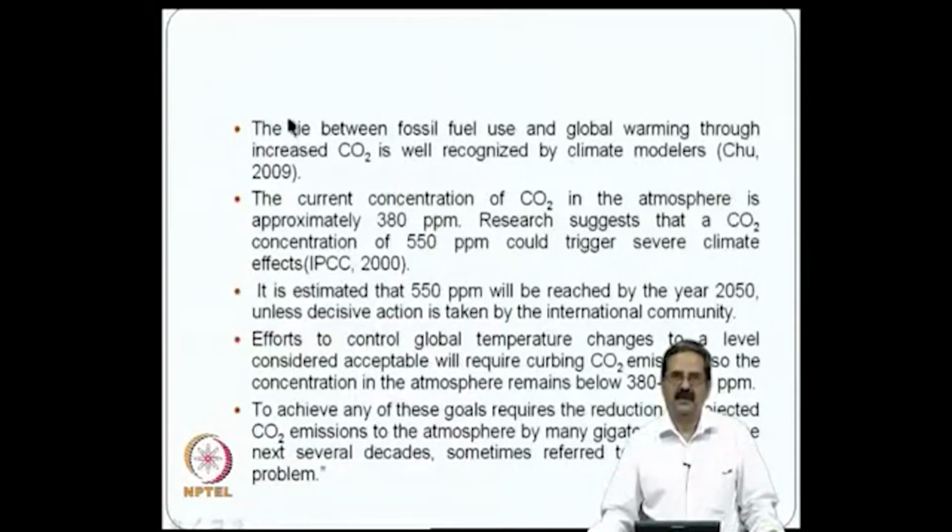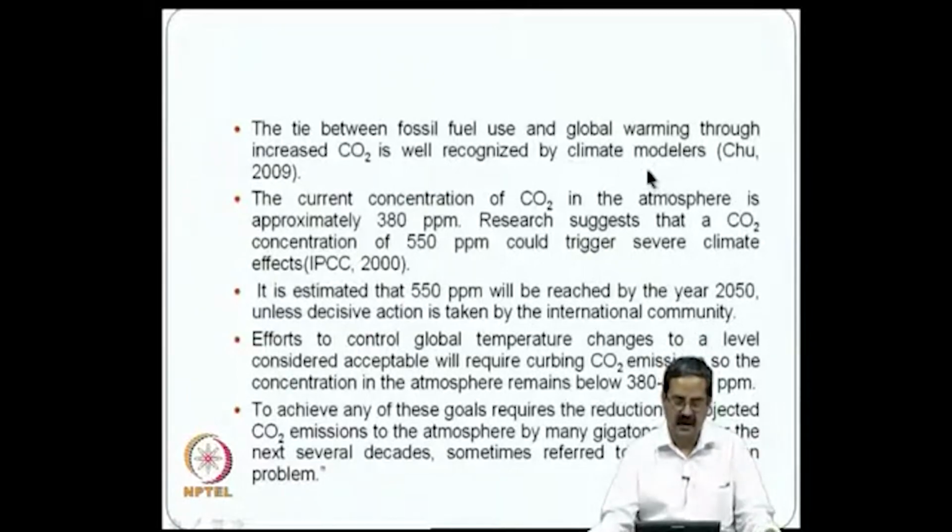The relationship between fossil fuel use and global warming has been understood through increased CO2. We know that increased CO2 levels will increase the temperature, and this has been understood very well by climate modelers. The current concentration of CO2 in the atmosphere is about 380 parts per million, and research suggests that a concentration of 550 parts per million could trigger severe climate change. This is from the IPCC 2000 report: if there is a further increase in the carbon concentration, the climate changes are going to be much more drastic.